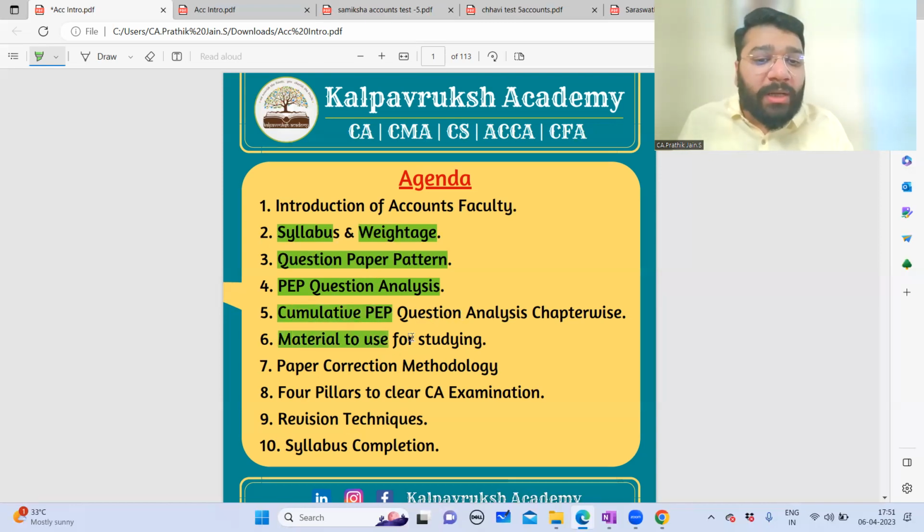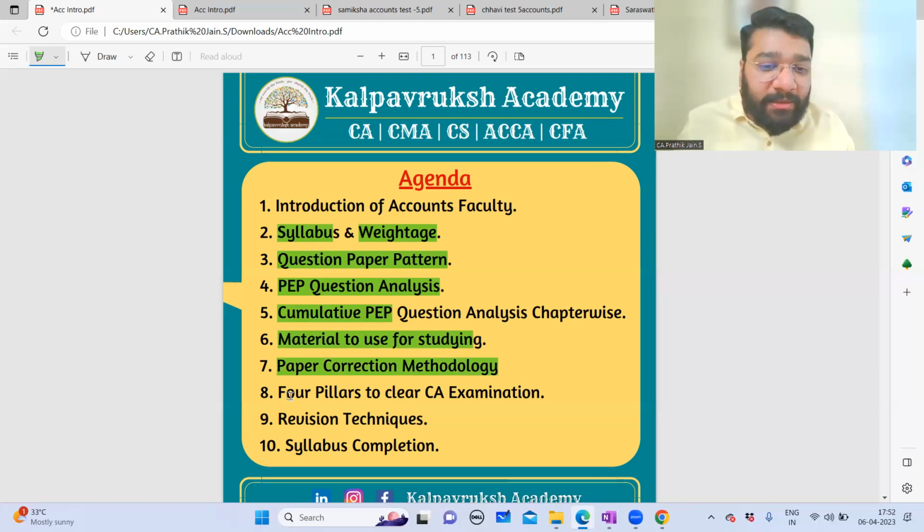Then we'll understand what are the materials that are required to be used for successfully scoring the highest marks under the CA Foundation. Then we'll also show you a couple of test papers that we correct. How do we correct the papers? You'll get a perspective of how the papers are being corrected.